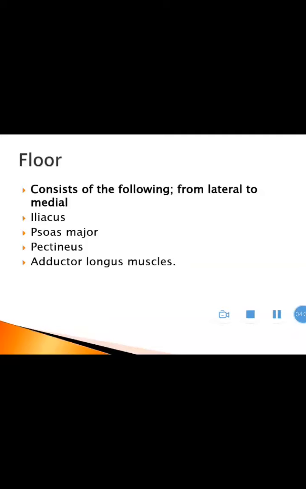Then coming to floor. Floor consists of the following structures from lateral to medial, and it is made up of muscle. So starting from iliacus, then psoas major muscle, then pectineus muscle, and the middlemost is adductor longus muscle. So these 4 muscles form the floor of the femoral triangle, that is iliacus, psoas, pectineus, and adductor longus.